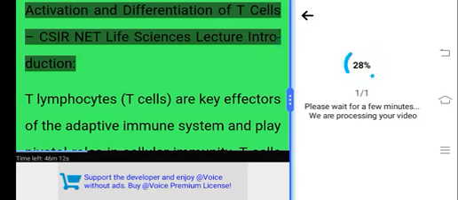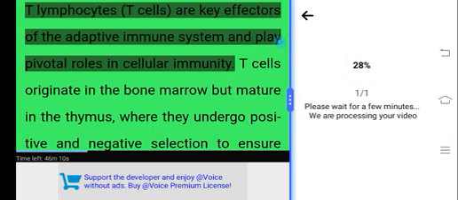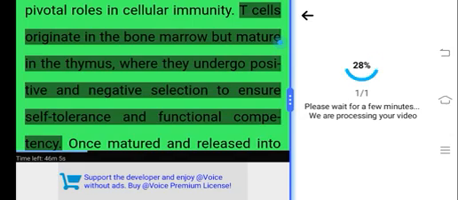Activation and differentiation of T cells, CSIR-NET Life Sciences lecture introduction. T lymphocytes. T cells are key effectors of the adaptive immune system and play pivotal roles in cellular immunity. T cells originate in the bone marrow but mature in the thymus, where they undergo positive and negative selection to ensure self-tolerance and functional competency.